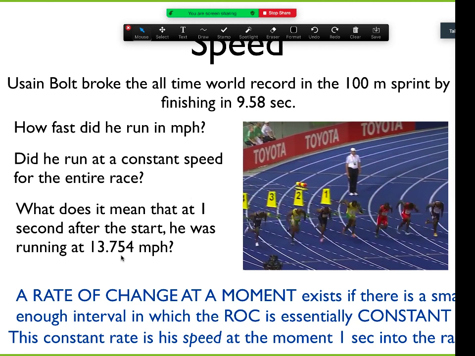So this value, 13.754 miles per hour, is his constant rate of speed at the moment 1 second into the race. So there's a small variation in time around 1 second that we're assuming he's traveling at this rate, a constant rate of 13.754 miles per hour. Therefore, given any variation in time in that moment, his corresponding variation in distance will be 13.754 times that variation in time.